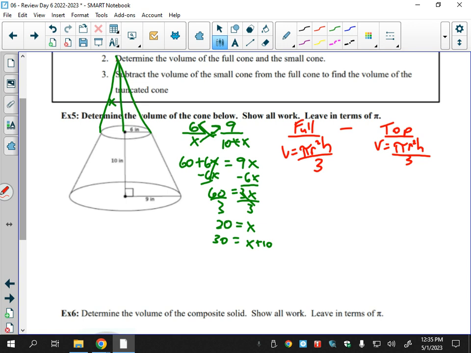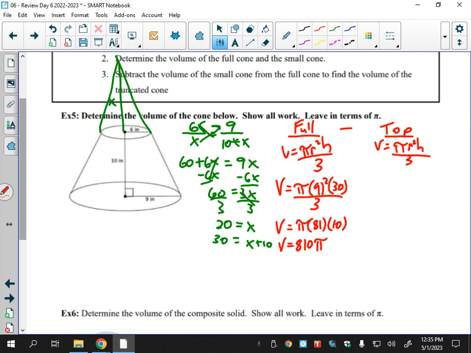Okay? So let's start with the full cone. Radius of the full cone is 9 inches. The height, 10 plus x, is 30. Okay. So 9 squared is 81. Now 30 divided by 3, I know that, that's 10. So our volume of the full cone is just 810 pi.